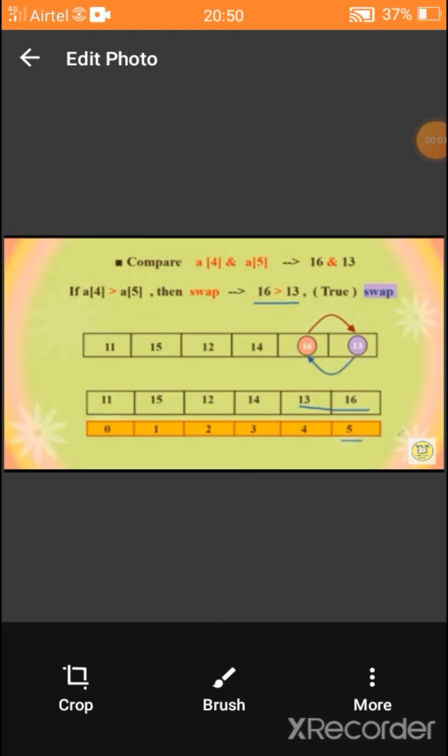So next adjacent elements are 16 and 13. Look at the numbers. They are unsorted, so a swap is required here. After swapping, 13 goes to the fourth index place and 16 goes to the fifth index position. Is it clear?